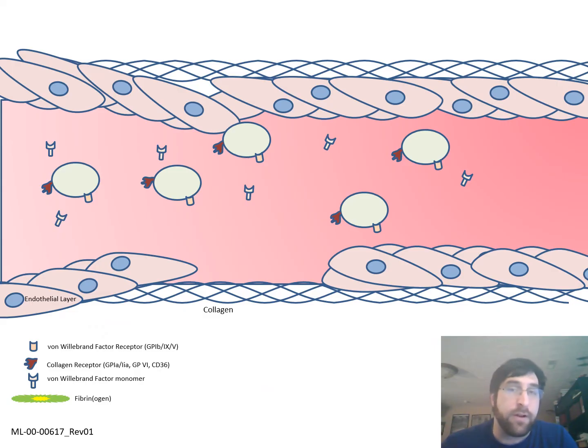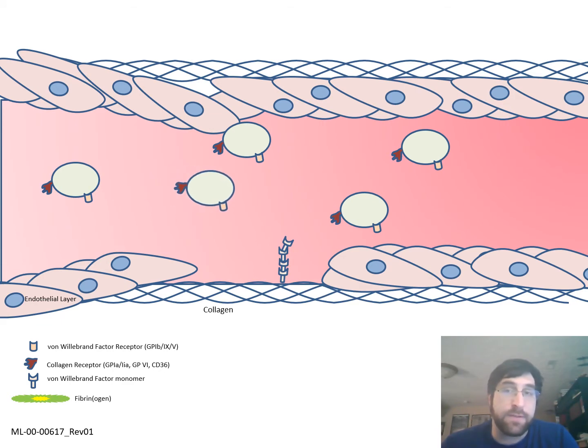Now, von Willebrand factor is constitutively expressed by the endothelial cells and released into the vasculature. Now, this von Willebrand factor will bind to the exposed collagen and is able to form large multimers. Self-aggregation is regulated by a protein known as ADAMTS13. Now, these multimers help catch passing platelets and bring them to the exposed collagen, where collagen receptors in the platelet will bind to the exposed collagen.